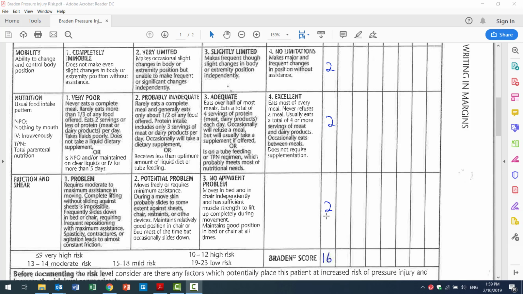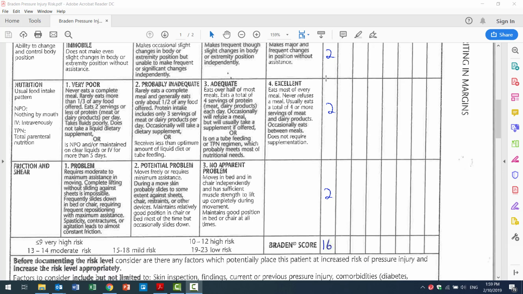In this case, the patient's been classified as a 2. There's a potential problem. They can move freely or require minimum assistance, but during a move, skin probably slides to some extent against sheets, chairs, restraints, or other devices. They can maintain relatively good position in chair or bed most of the time, but they occasionally slide down, which puts them at risk for shearing. So once we've added up the score here, the patient's been assigned a 16, which puts them at mild risk.